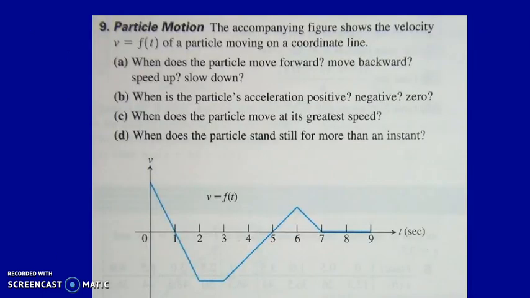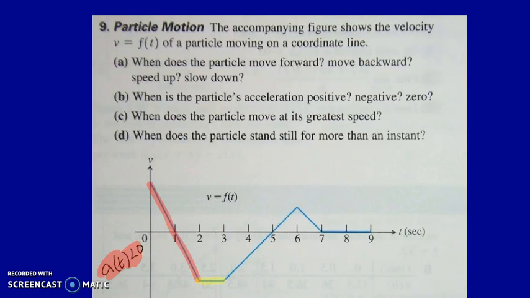Okay, part B seems to be kind of redundant because we already talked about acceleration, and acceleration being the derivative of velocity. So we're going to have to be looking at the slope here. So we have a negative slope, therefore acceleration is negative.